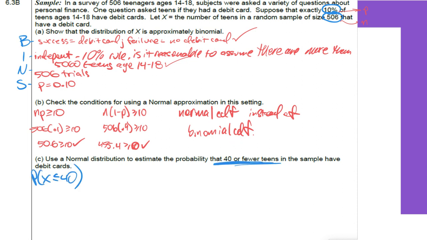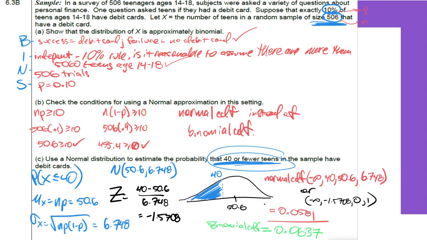So now they're saying, what's the probability that 40 or fewer of the teens in the sample of 506 have debit cards? So that's the probability that X, the number of teens who have a debit card, is less than or equal to 40. There's a lot going on here. So we talked about this. What's the mu, the mean of this distribution? Well, that's going to be n times p. That's 50.6. We got that up here.